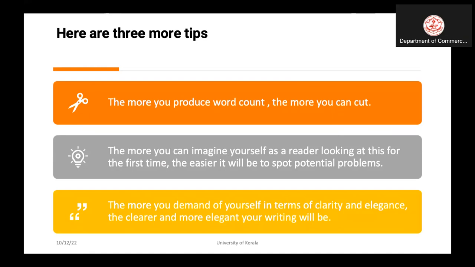So it is better to show your review to some other person, so they can understand and easily identify your bottlenecks. The more you demand of yourself in terms of clarity and elegance, the clearer and more elegant your writing will be. The basic purpose is that clarity is essential, and the elegance of writing is essential. To achieve that, you can try again, revise again, and show the write-up to some other person to check with them regarding the strengths and weaknesses of your review. So basically, in the initial stages, you can produce more word count so that you can cut the word count later.